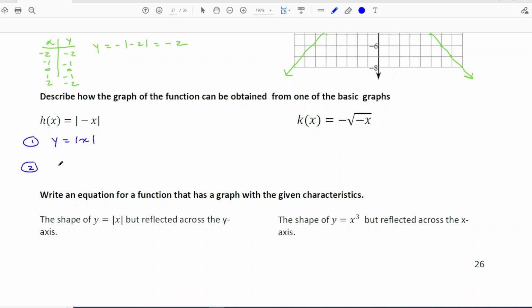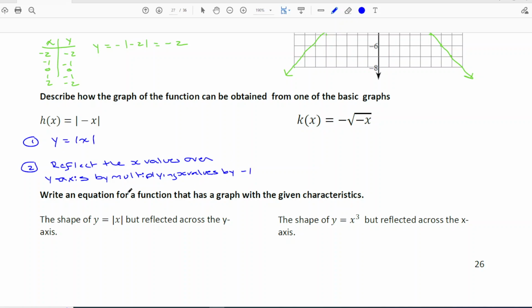Number two, what are we going to do? Well, this is going to reflect which values? Now it's in the bracket with x, so it's going to reflect the x values over the y-axis. And if you just want to write that, that's fine. If you want to put more, you could say by multiplying the x values or coordinates by -1. You can be as wordy as you want.